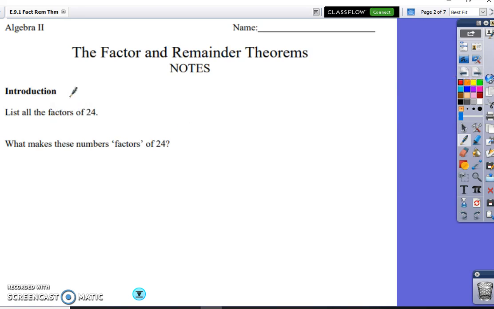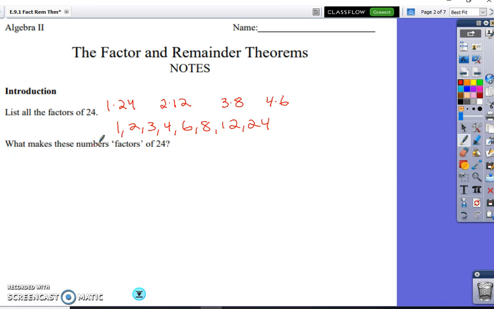So you should have your factor and remainder theorem notes out, and we're going to go through those notes today. The very first thing on those notes says to list all of the factors of 24. If you're making factors of 24, essentially you're looking at what multiplies to get to 24. So you've got 1 times 24, 2 times 12, 3 times 8, and 4 times 6. If you want to list those factors, you tend to list them in order. So you would go 1, 2, 3, 4, and then work your way backwards, 6, 8, 12, and 24. So that would be my list of factors of 24.